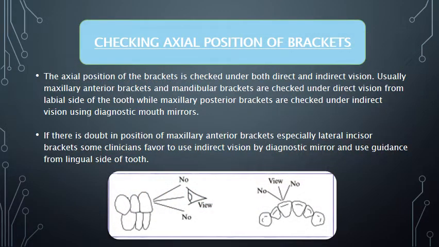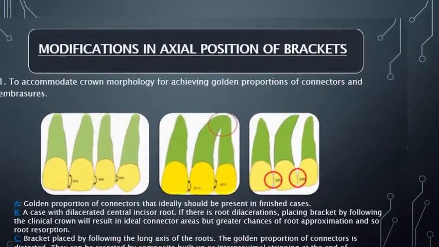Checking axial position of the brackets. The axial position of the brackets is checked under both direct and indirect vision. Usually maxillary anterior brackets and mandibular brackets are checked under direct vision from the labial side of the tooth, while maxillary posterior brackets are checked under indirect vision using diagnostic mouth mirrors. If there is doubt in the position of the maxillary anterior brackets, especially the lateral incisor bracket, some clinicians favor using indirect vision by diagnostic mirror and using guidance from the lingual side of the tooth.